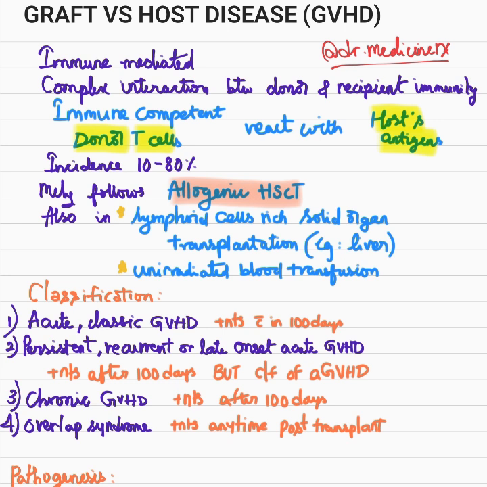In today's video we'll be discussing graft versus host disease, or GvHD. This is an immune mediated disease that occurs as a result of a complex interaction between donor and recipient immunity. Here the immune competent donor T cells react with the host antigens.